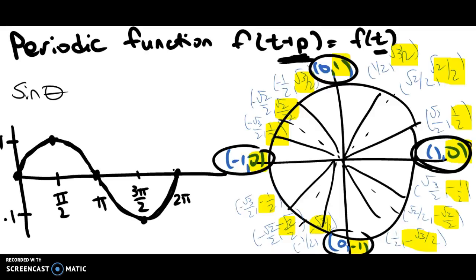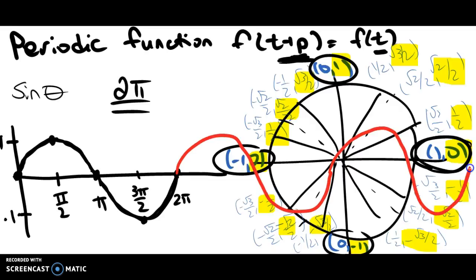So what we say is that the period for the sine function is 2 pi, because it goes from mid, high, mid, low, mid before it repeats. Once I hit this point, I know it's going to do the exact same thing again, and again. Every time I hit 2 pi, it's going to do that exact same thing, and that's called the period.